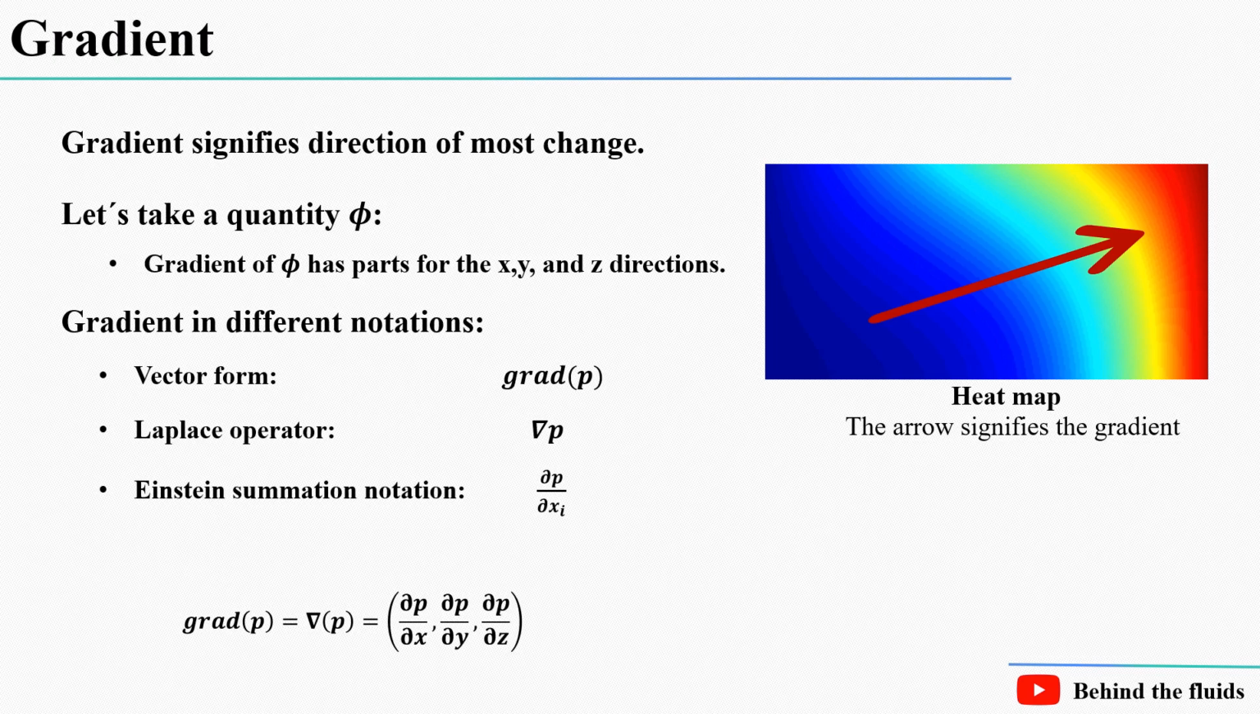The triangle symbol is often referred to as the nabla operator, and in the concise Einstein summation notation, the gradient is written as the partial derivative of P with respect to x, subscript y, where the index y acts as a placeholder for each of the spatial dimensions, implying a vector result.